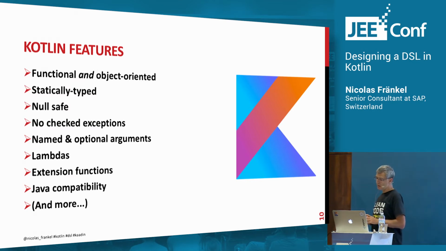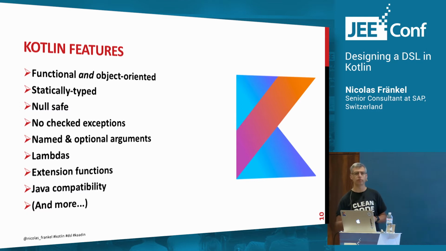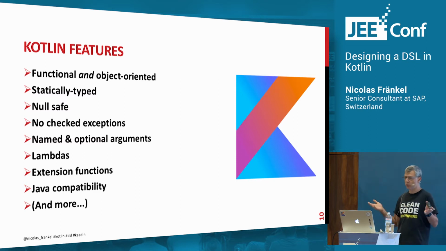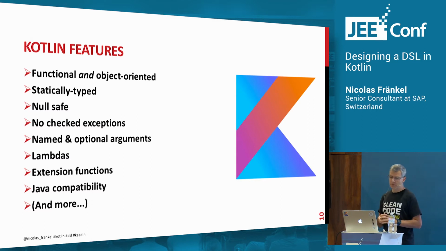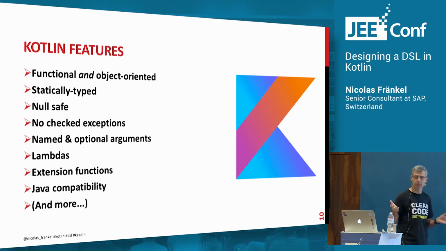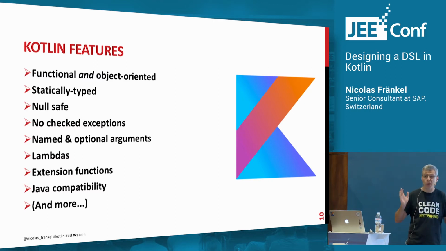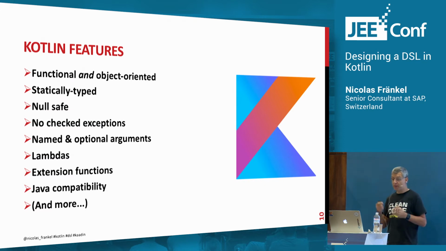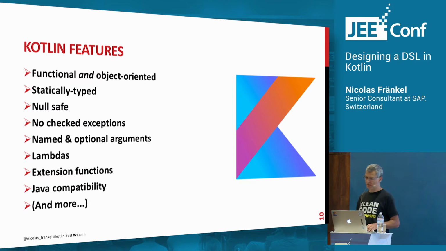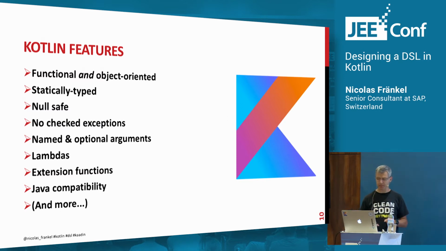It really prevents a lot of stupid null pointer exceptions or a lot of null checks, because in Java you don't know whether it can be null or not. There are no checked exceptions. Checked exceptions were a super good idea on paper, but in practice they don't work so well. You have named and optional arguments. We will see lambdas and many different things. Some of them we will see later.